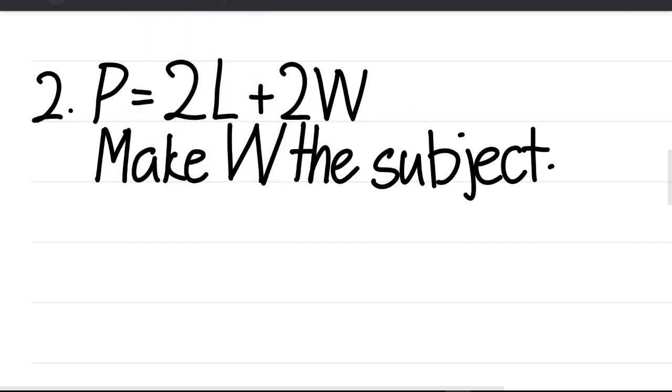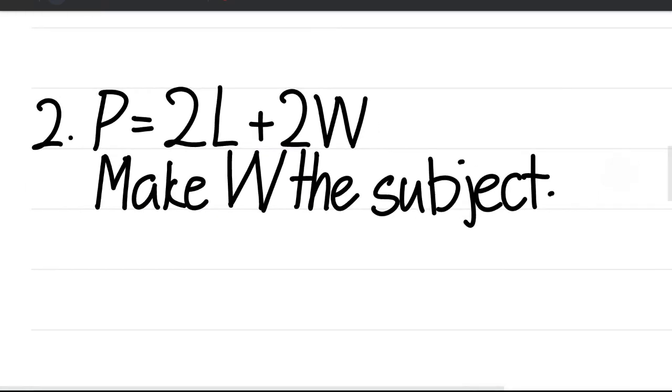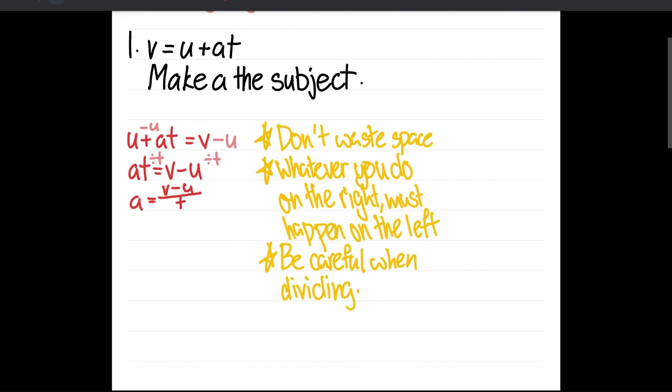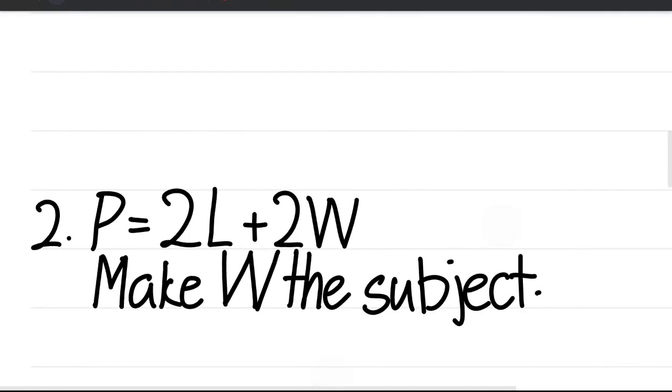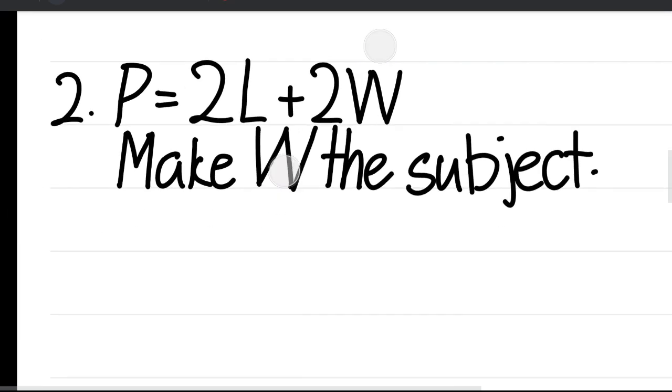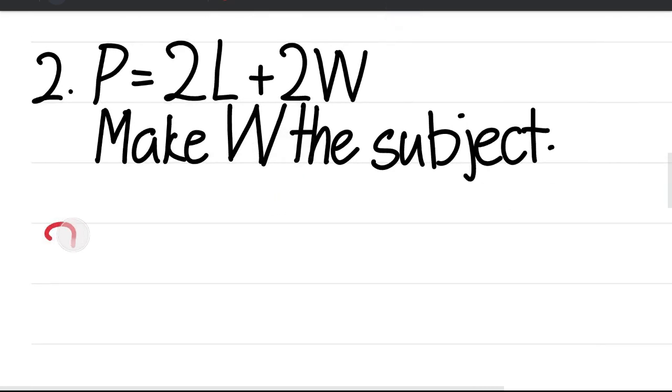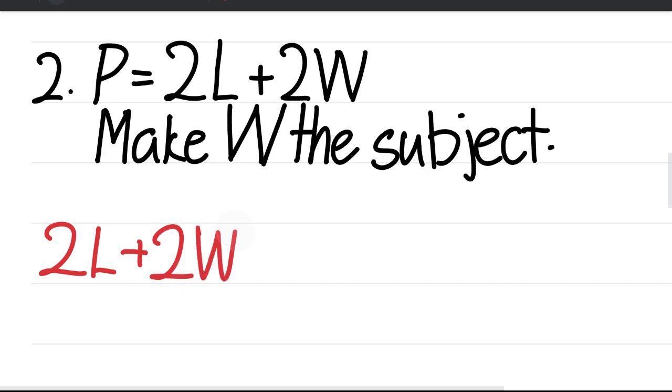We want to make W the subject. So, like we did for this question, we'll swap. When we swap these two, we'll swap P and the 2L and 2W. So this would be 2L plus 2W equals P.